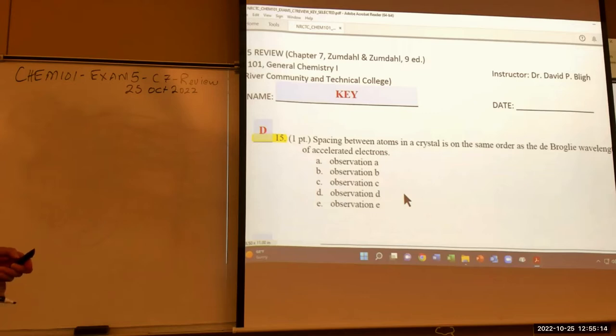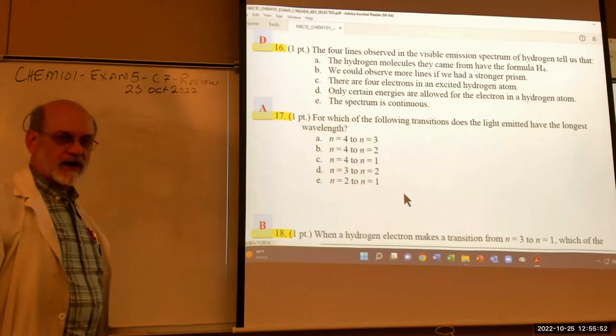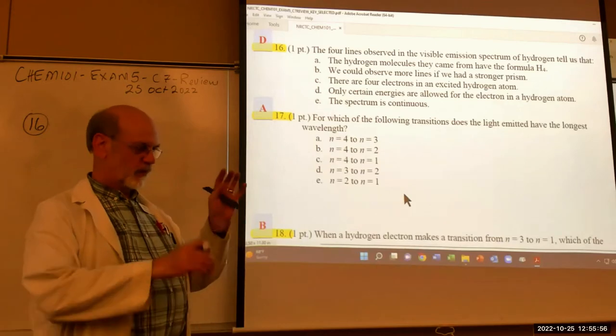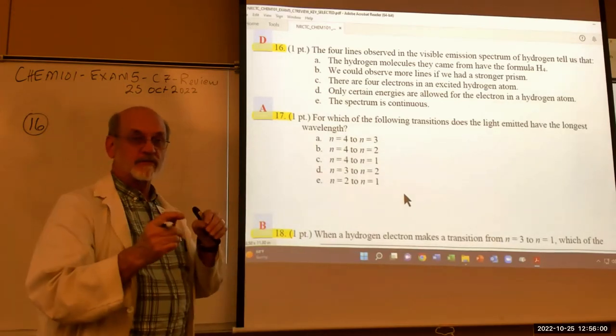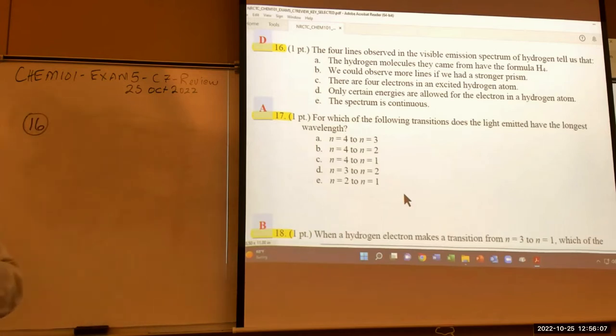So we got two diffractions and a line spectrum for those first four problems. Okay, the four lines observed in the visible emission spectrum of hydrogen tell us that what? The hydrogen molecules came from having the form H4. No, that's ridiculous. We could observe more lines if we had a stronger prism. Now it's been tried. Experiments have been done with stronger diffraction. In fact, double diffraction. They'll take one prism, spread the lines out, and they'll take a second prism and set it in front of one of those lines and try to spread it again. Never happens. They even did third and fourth prisms just to be sure.